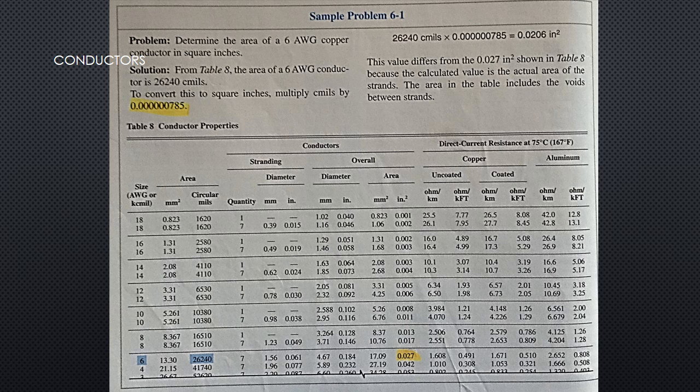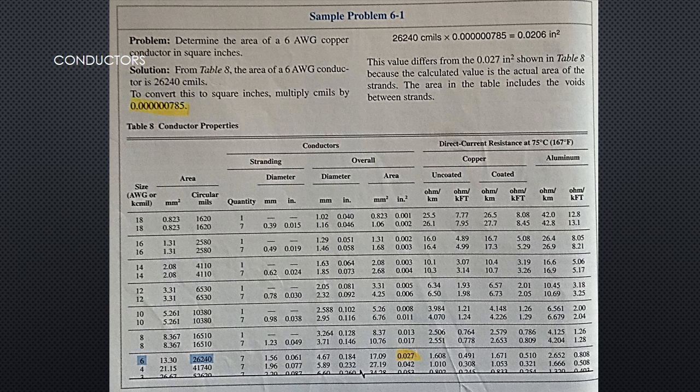To convert this to square inches, multiply c mils by 0.000000785. Again, that is the equivalent of 1 square inch. So in this case, 26,240 c mils times 0.000000785 equals 0.0206 square inches.